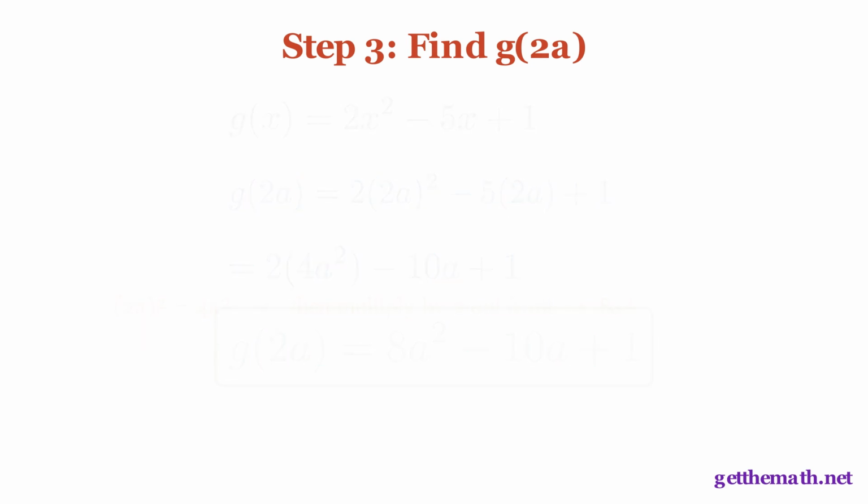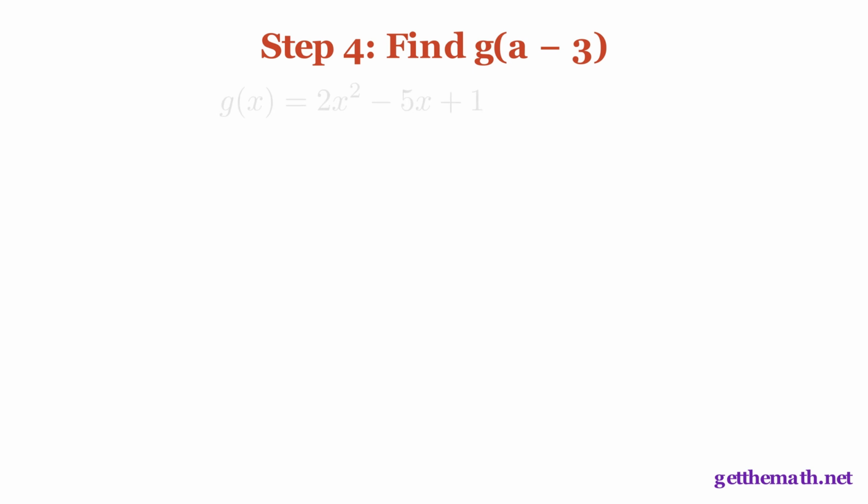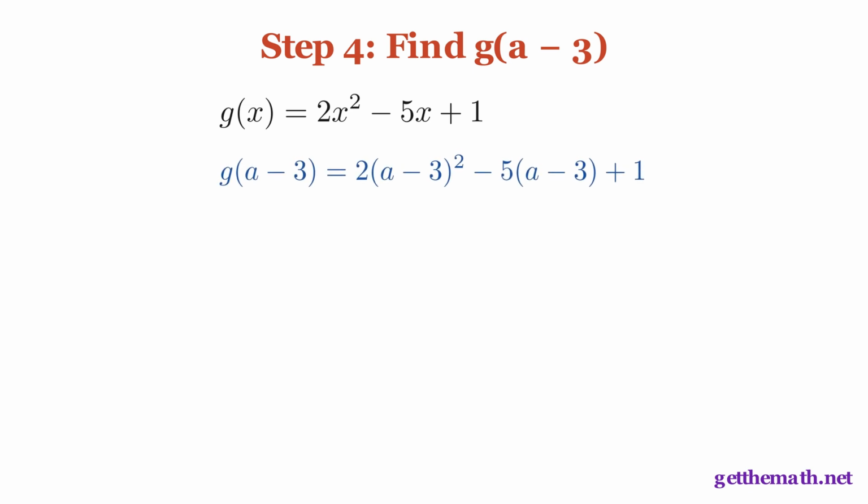First, expand a minus 3 squared. A minus 3 squared equals a squared minus 6a plus 9. Now substitute back in. 2 times the quantity a squared minus 6a plus 9, minus 5 times the quantity a minus 3, plus 1.